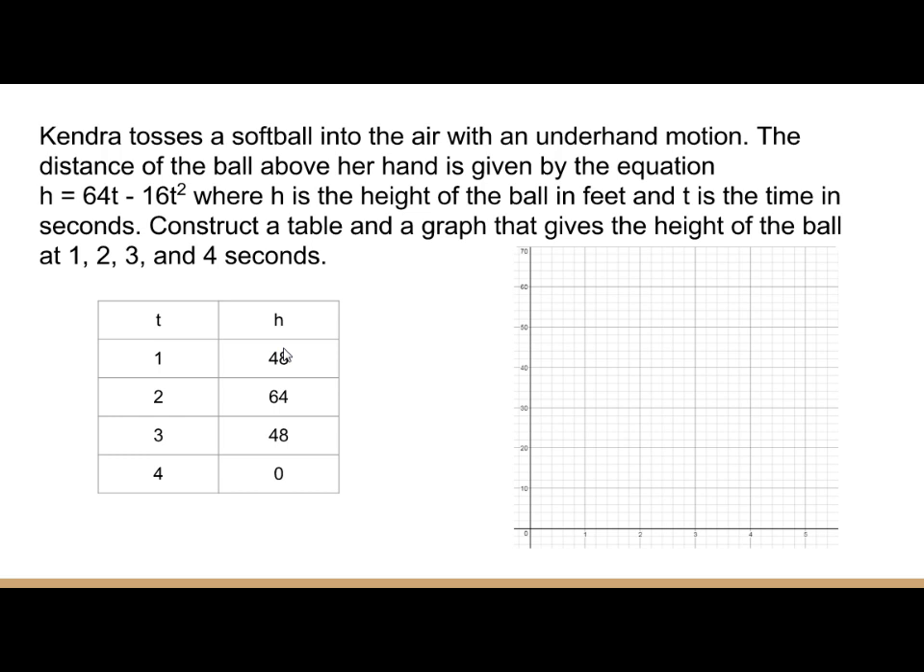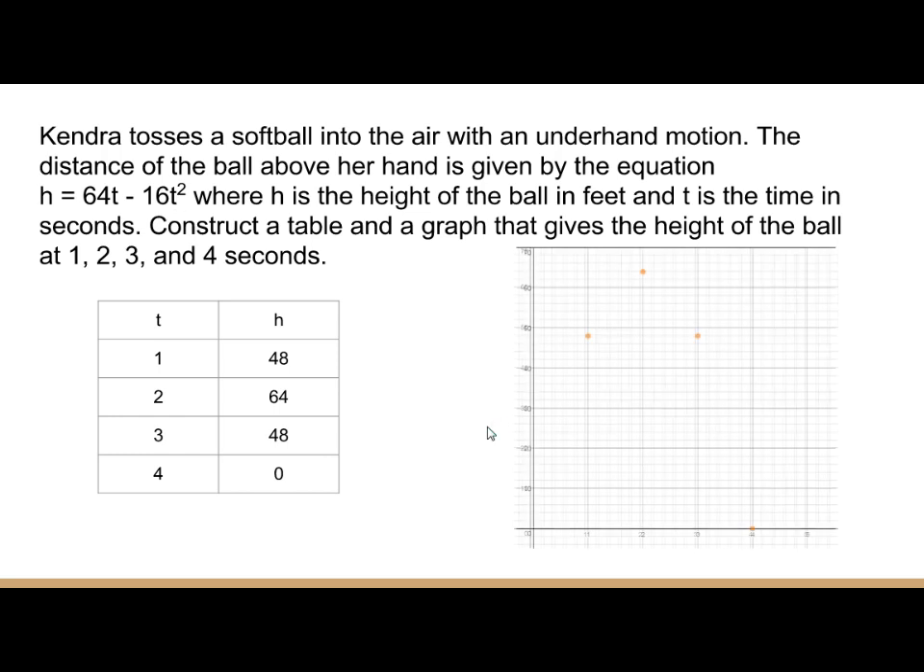Kendra is super strong. After 2 seconds, we plug in 2 for t, 64 times 2 minus 16 times 2 squared, we get 64. Like Olympic strong. I don't know what's going on with her, but she should definitely be doing something. After 3 seconds, the ball is starting to come down. 64 times 3 minus 16 times 9, 48. So you get the idea. After 4 seconds, we plug 4 in for t, and it's 0.